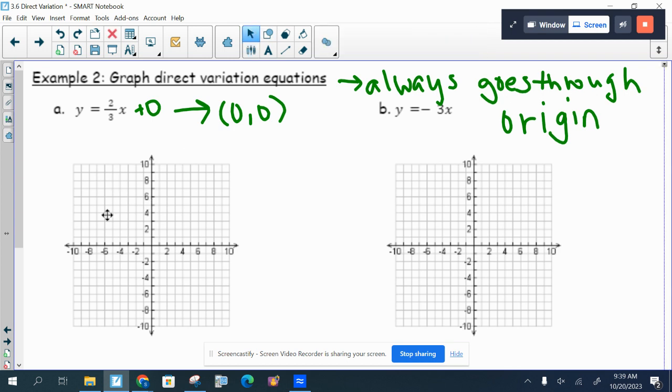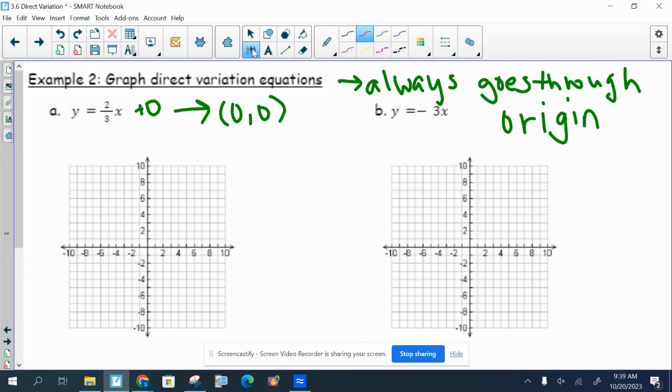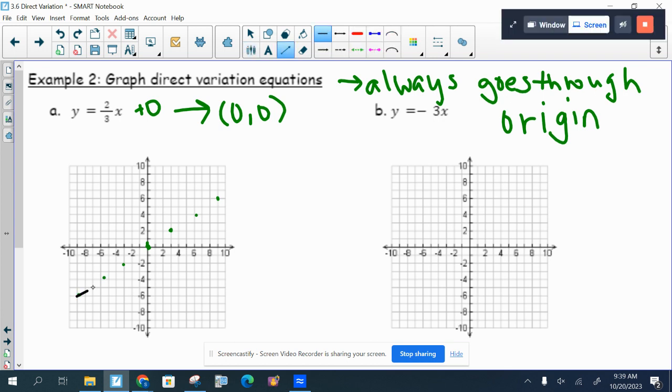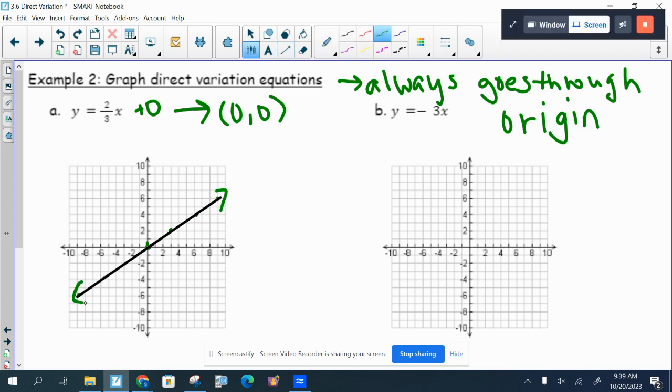I'm actually going to try to, no, it won't let me make these bigger. Oh well. So 0, 0, and then up 2 over 3, up 2 over 3, up 2 over 3. We can always also go down 2, left 3, down 2, left 3, down 2, left 3. Make sure you put arrows on both ends. So it goes to the origin.